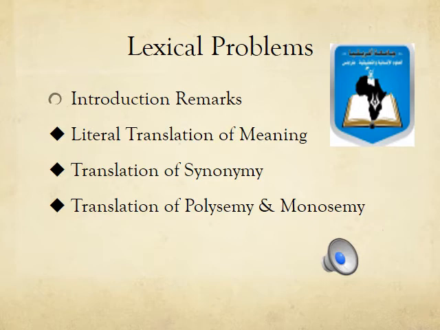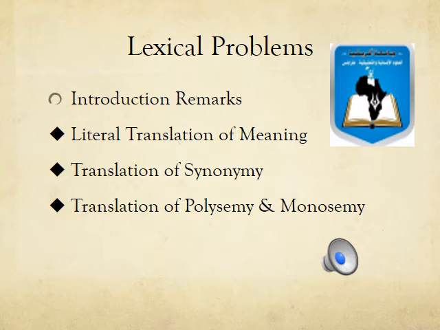Or the similarity of meaning between two or more words. Such words are described as synonymous or synonyms. For example, big, large, and huge are synonyms. Usually synonyms are divided into two major types. One is absolute synonyms and the other is near or close synonyms.